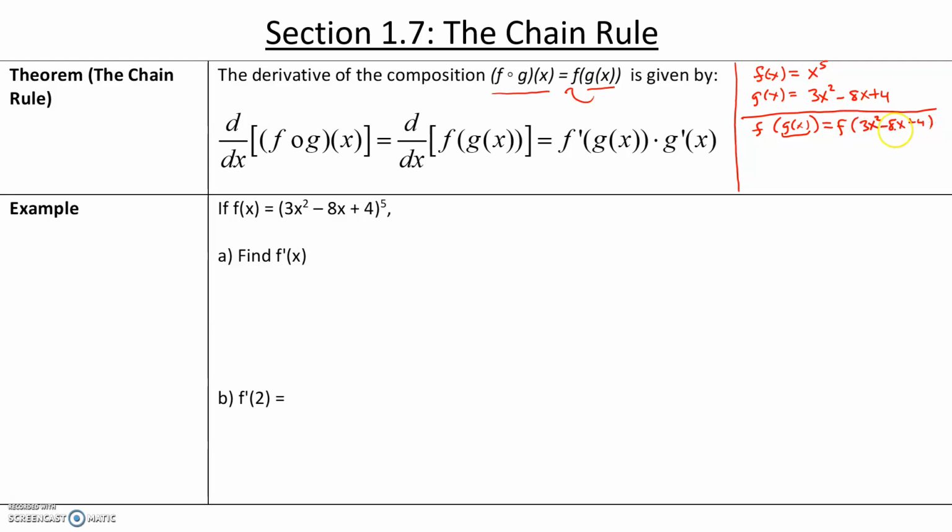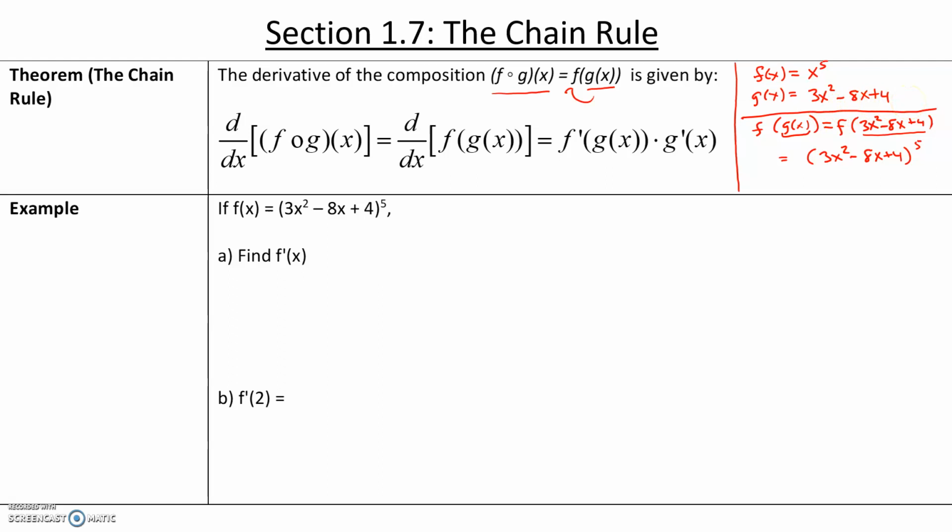So look what happened. We took the g of x function and we made that the input for f. So this becomes the input for the f function. The f of x function is x to the fifth. So this will equal 3x squared minus 8x plus 4 raised to the fifth power. So this can be written as a composition of two functions, f of x equals x to the fifth, and g of x equals 3x squared minus 8x plus 4.